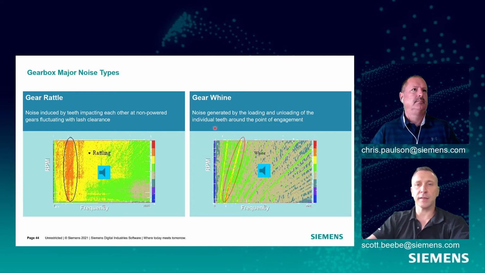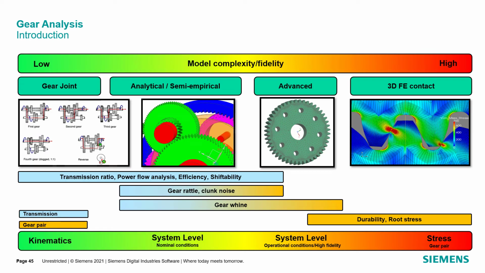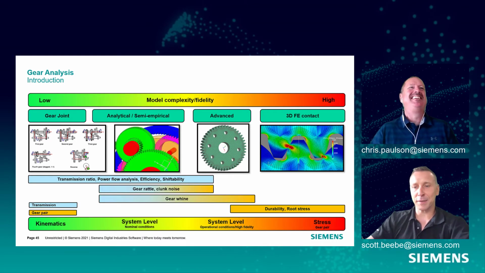So these are the two main things that happen based on a noise interaction with the loading or unloading of the gears. If you've got a rattle, the gears have too much play, whereas with gear whine, the teeth are loaded so tightly based on their construction that they give off this tonal noise around the gear mesh frequency. And then we have some gear analysis simulation stuff that I'll hand over to Chris.